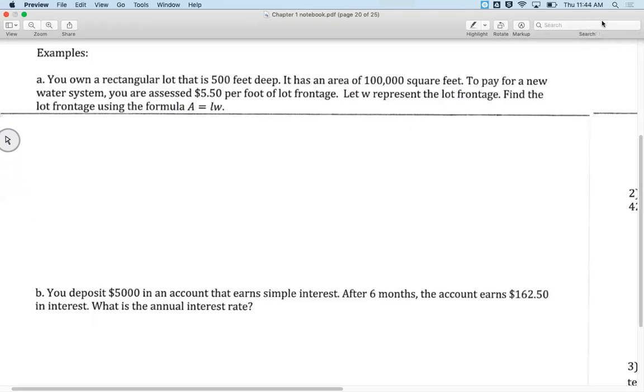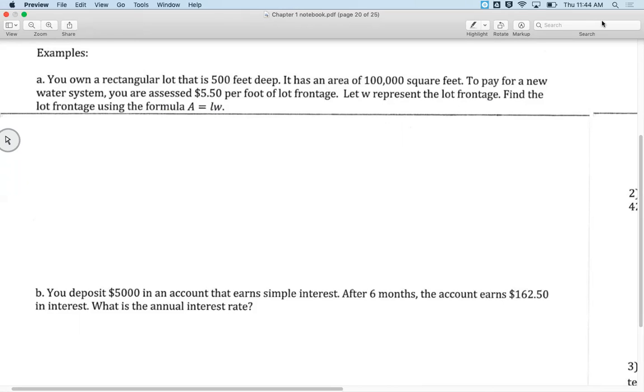You own a rectangular lot that's 500 feet deep. It has an area of 100,000 square feet. To pay for a new water system, you are assessed $5.50 per foot of lot frontage. Let W represent the lot frontage. Find the lot frontage using the formula A equals LW. Do you know what lot frontage is? You know when you pull up to your house, that side of your house that you see, it's the front of your house. That's your lot frontage.